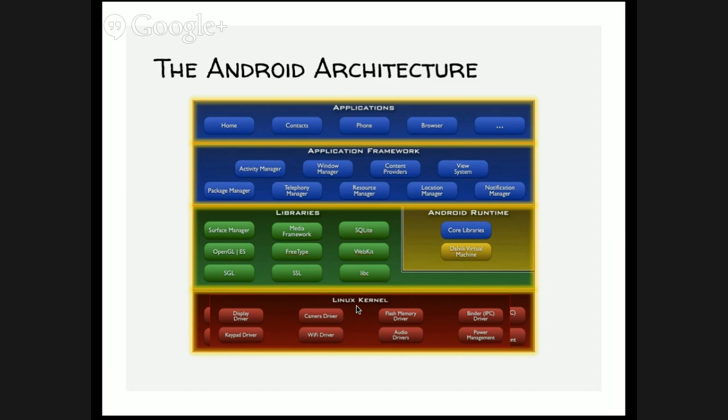Then you have libraries, and then you have Android runtime, which is the dynamic virtual machine. It's a Java virtual machine with some differences. What she was saying, it's more optimum for a slow processor and less memory. So that's it. Dynamic machine is libraries, and then you have an application framework.